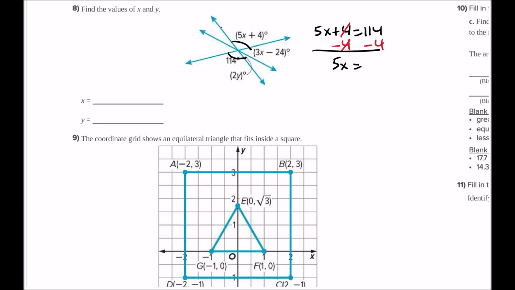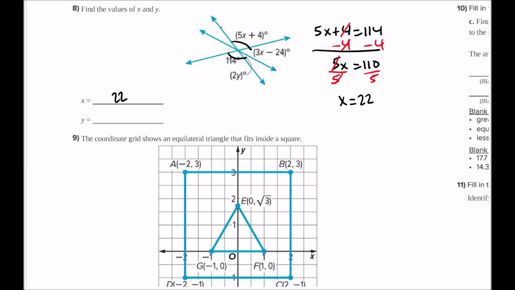Yeah, 5x equals 110. Divide by 5 on both sides. Yeah, x is equal to 22. All right, so that takes care of that.